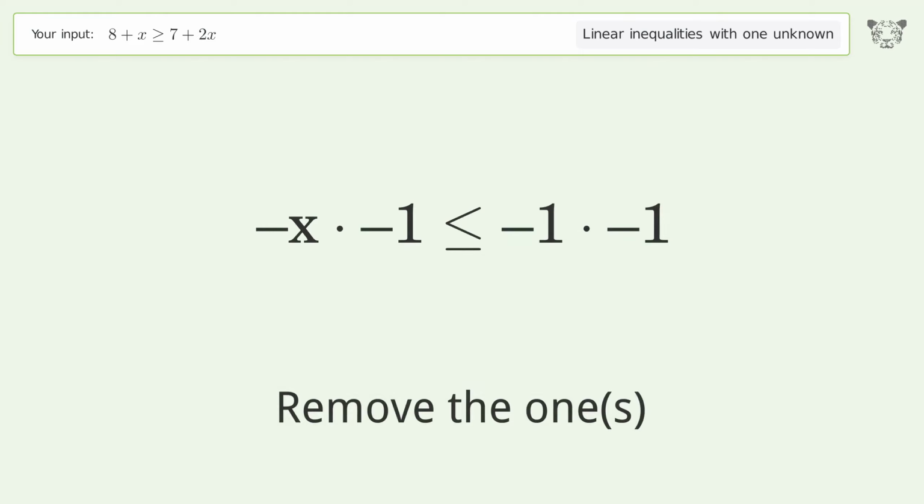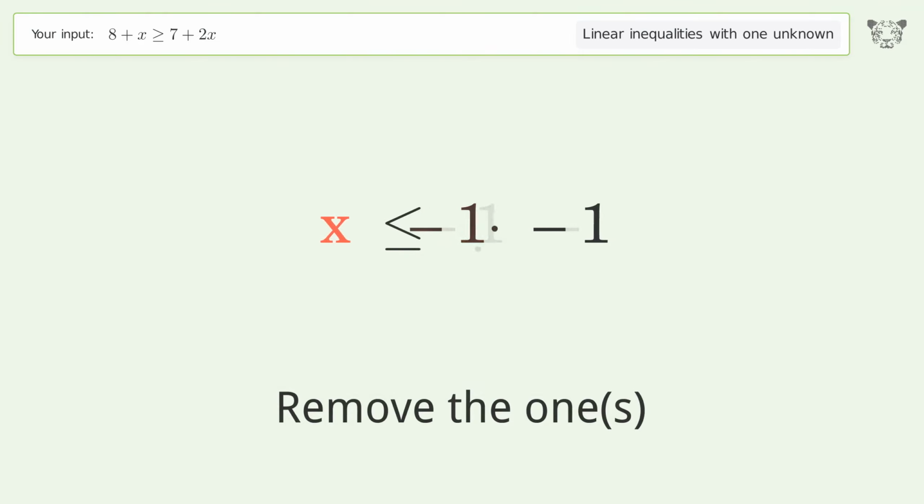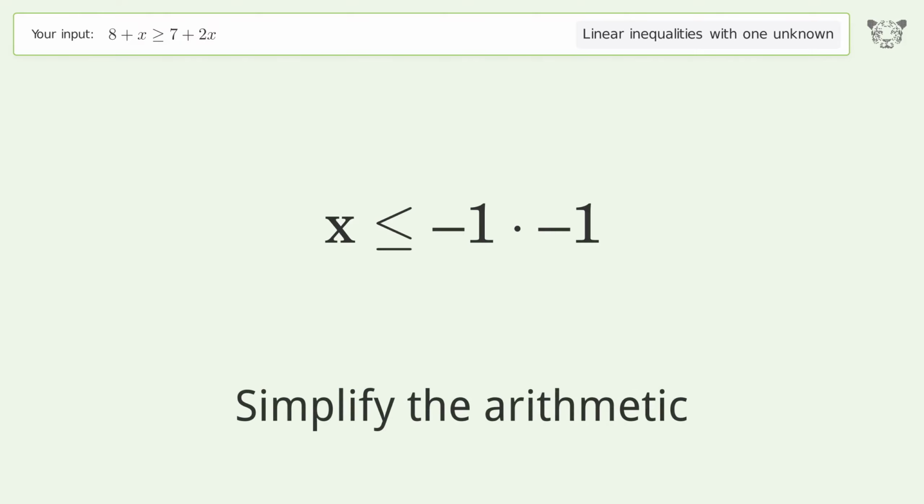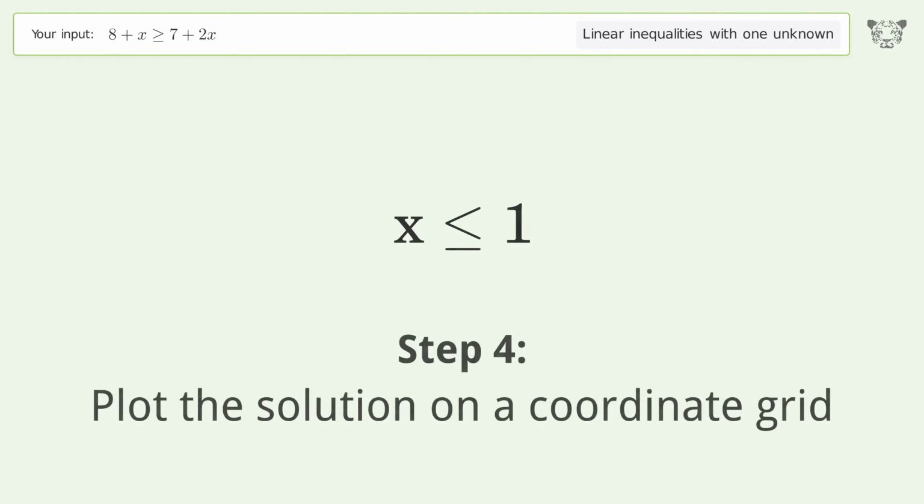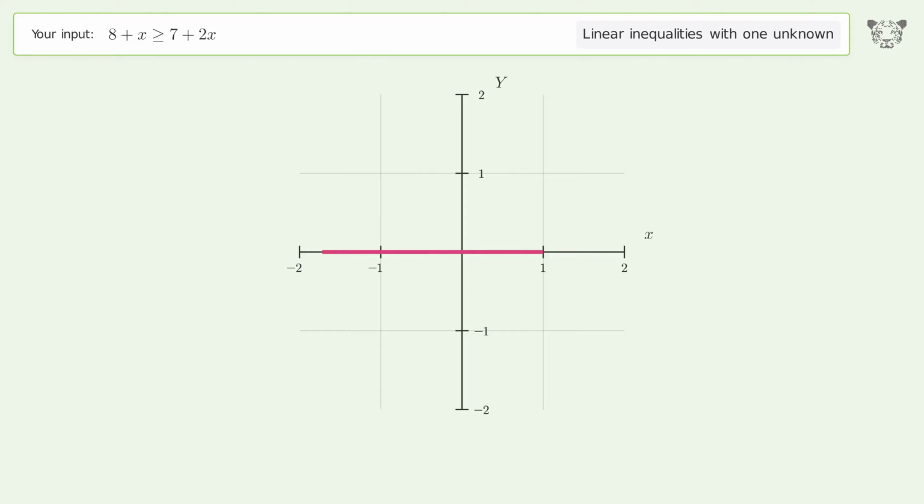Remove the ones. Simplify the arithmetic. Plot the solution on a coordinate grid. And so the final result is x equal or smaller than 1.